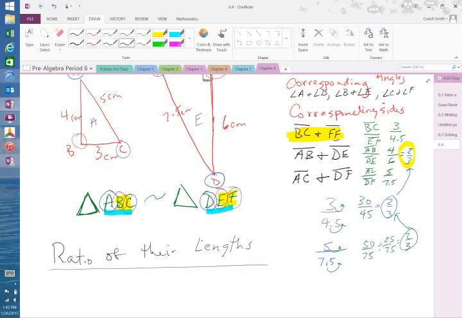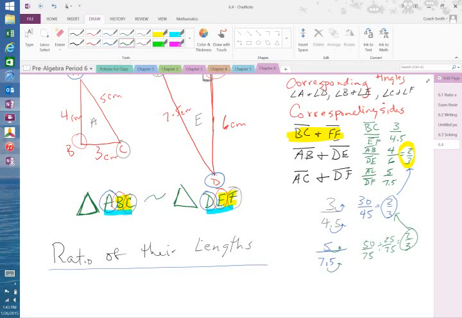The ratio is 2/3. Now, obviously, if you were comparing the larger triangle to the smaller triangle, then the ratio would be 3:2, or 3 over 2. But we're comparing this first triangle to the second triangle. So that's your corresponding angles, that's your corresponding sides, and that's your ratio of length.